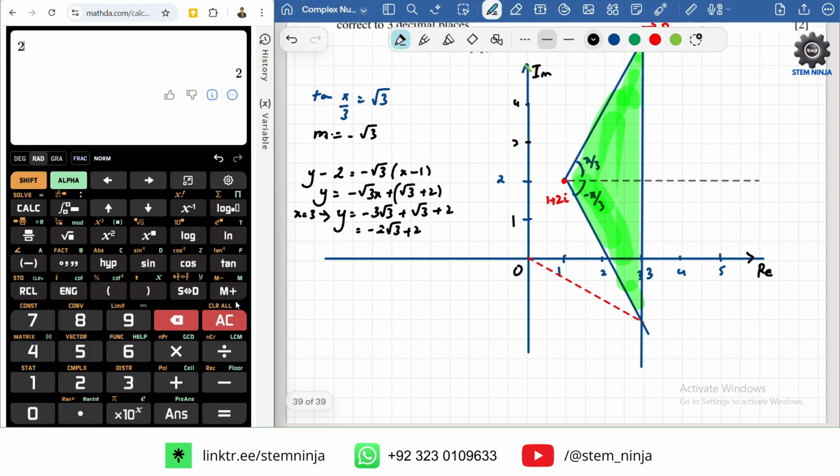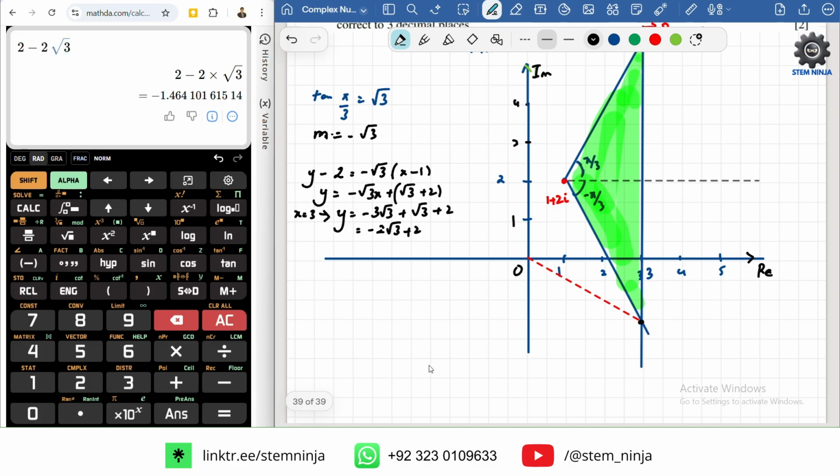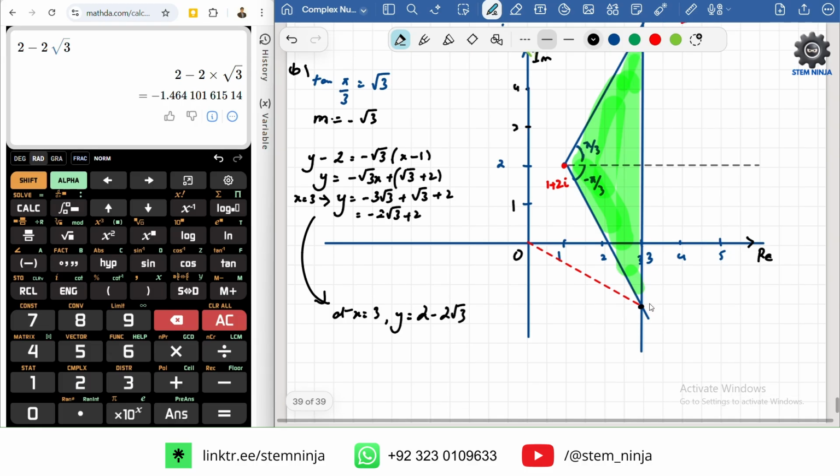Okay. So minus 2 root 3 plus 2, that is this particular value, right? So y value over here at x is equal to 3. Actually, this is the entire part b that over here. So this is then continuing over here. Y is equal to 2 minus 2 root 3. Okay. So we have found the point over here. We have found the y value. The x distance we already have. So notice that we only need this particular angle.